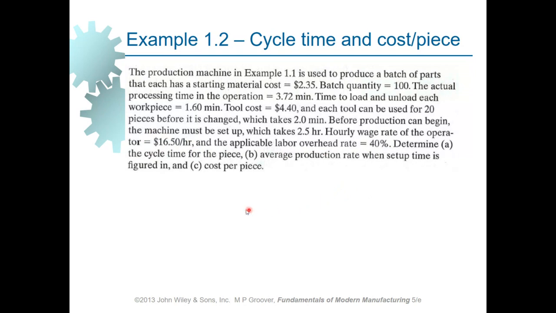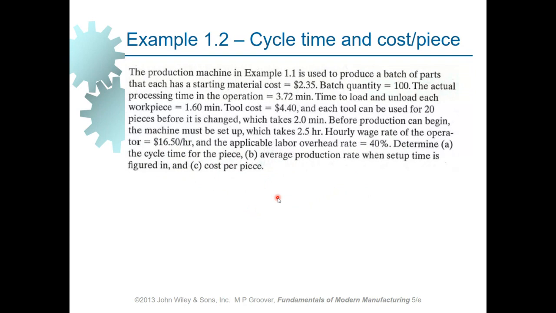Now we have to determine in A, the cycle time for the workpiece. In B, the average production rate when setup time is figured in. So setup time is to be included, and then we've got to compute the average production rate, which is RP. So the cycle time is TC in part A. In part B, we are after RP. And also the last one, in part C, we've got to compute cost per piece, that is CPC. And that's what we had on the equation sheet.